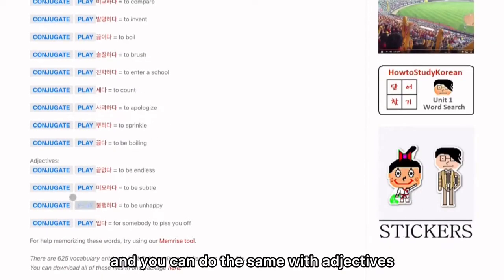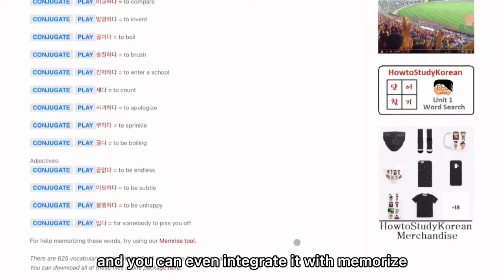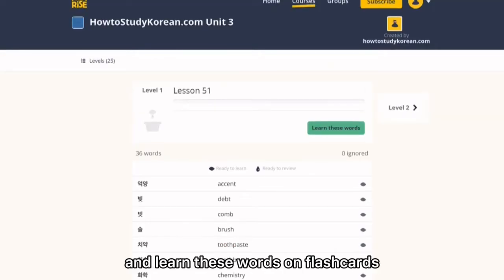And you can do the same with adjectives. And you can even integrate it with Memrise. So that's how you can get and learn these words on flashcards.